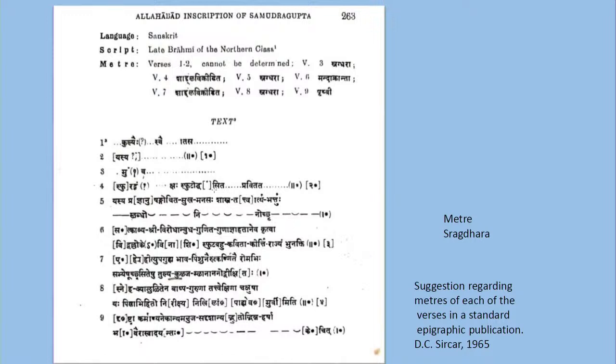But if anyone wants to write social history, the history of society or the societal processes from the epigraphic data, he or she would have to focus on the references to Varna and Jati, on the references to different occupational and social groups in the inscriptions. So the focus would be different depending upon the nature of the inquiry of the historian.